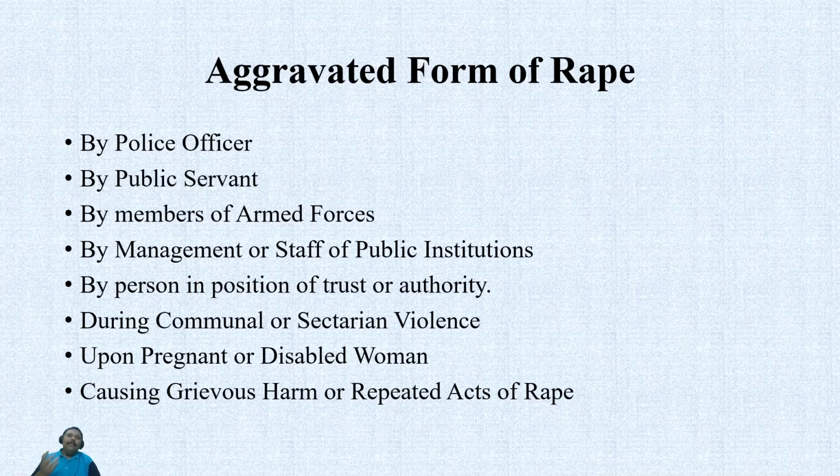Then we have public servant. Public servant, in any form. Suppose he's the district magistrate. He's a public servant in the sense he's in charge. He's an authority. Any kind of authority he has, and he abuses his authority in order to commit sexual act with a woman who is in his custody or in his charge, that is considered as rape.